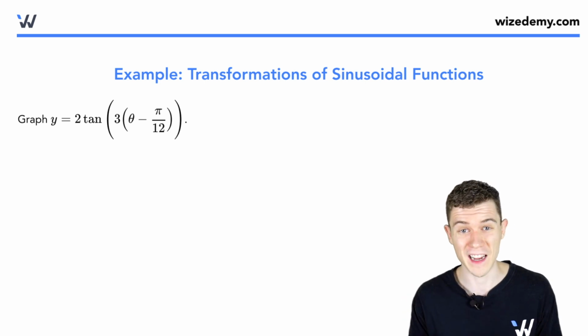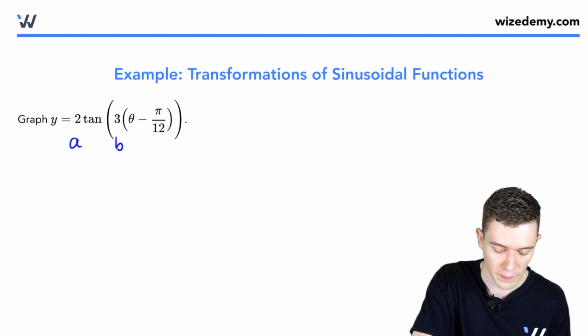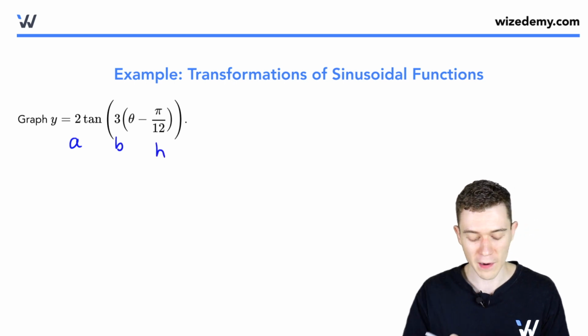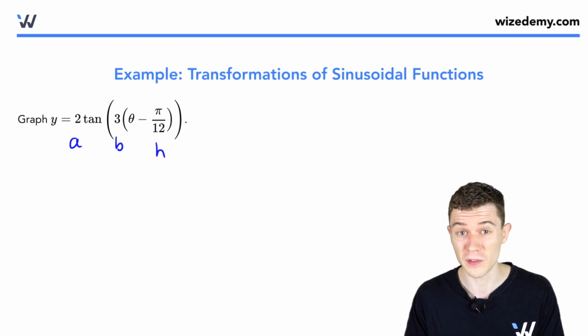Let's graph this tangent function. Let's pick out those values. A will be 2, B will be 3, pi over 12, that's h. Now that we know those, let's apply our transformations.